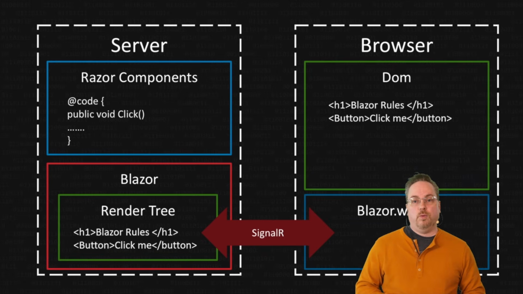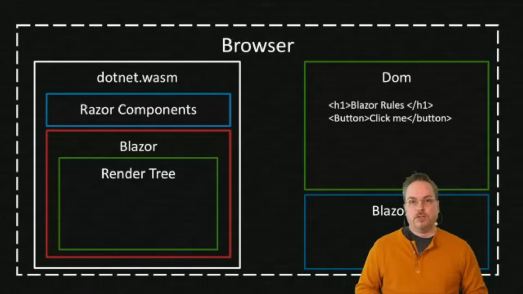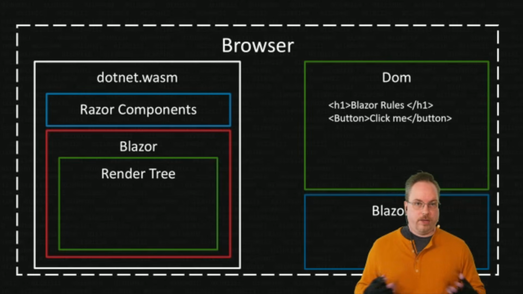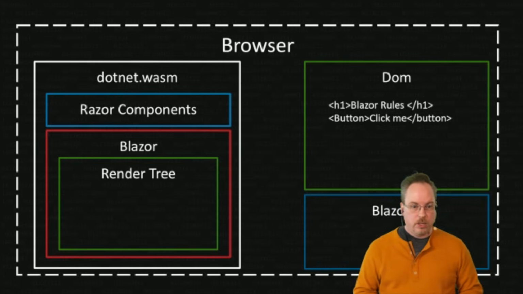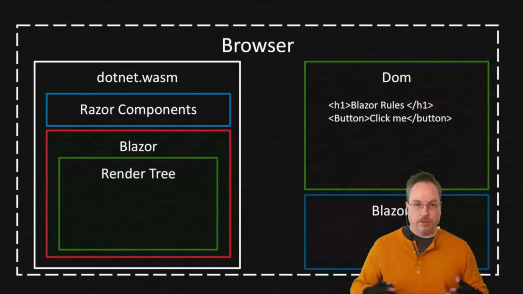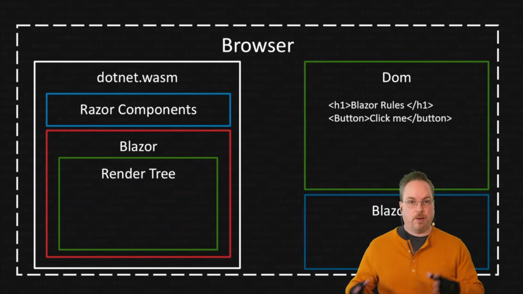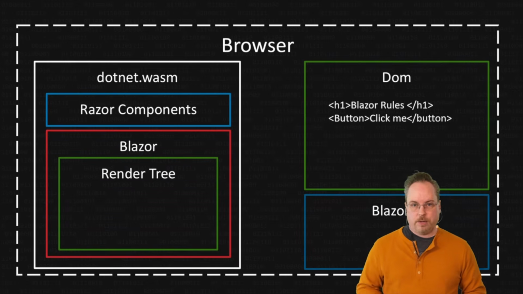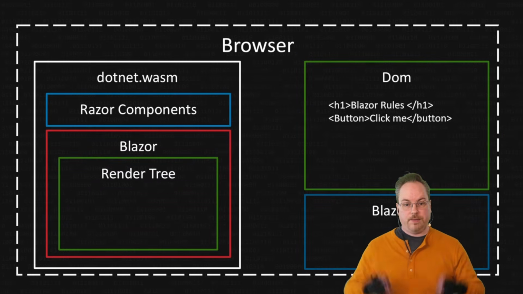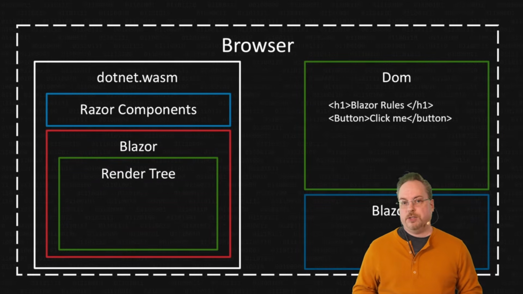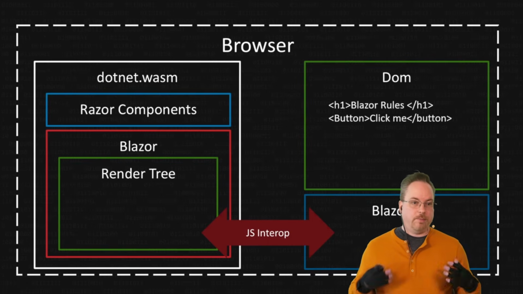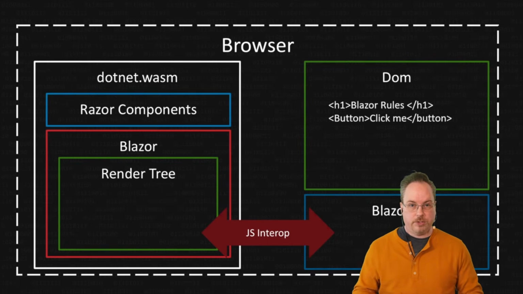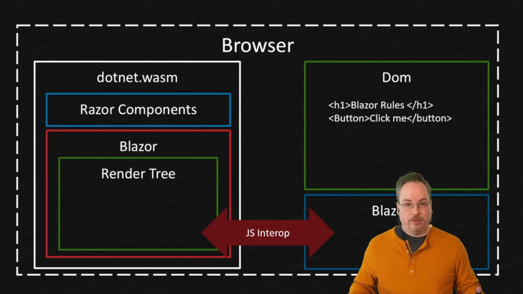When it comes to WebAssembly, it is only about where things are running. We're now running everything inside of the web browser. We got the dotnet.wasm, so the .NET runtime compiled to WebAssembly. Same Razor component, same Blazor, same render tree. We still got some JavaScript up here, and we still got the DOM. The difference here is that we're not using SignalR anymore, we're using JavaScript interop, so it's going to be faster when it comes to updating as well.